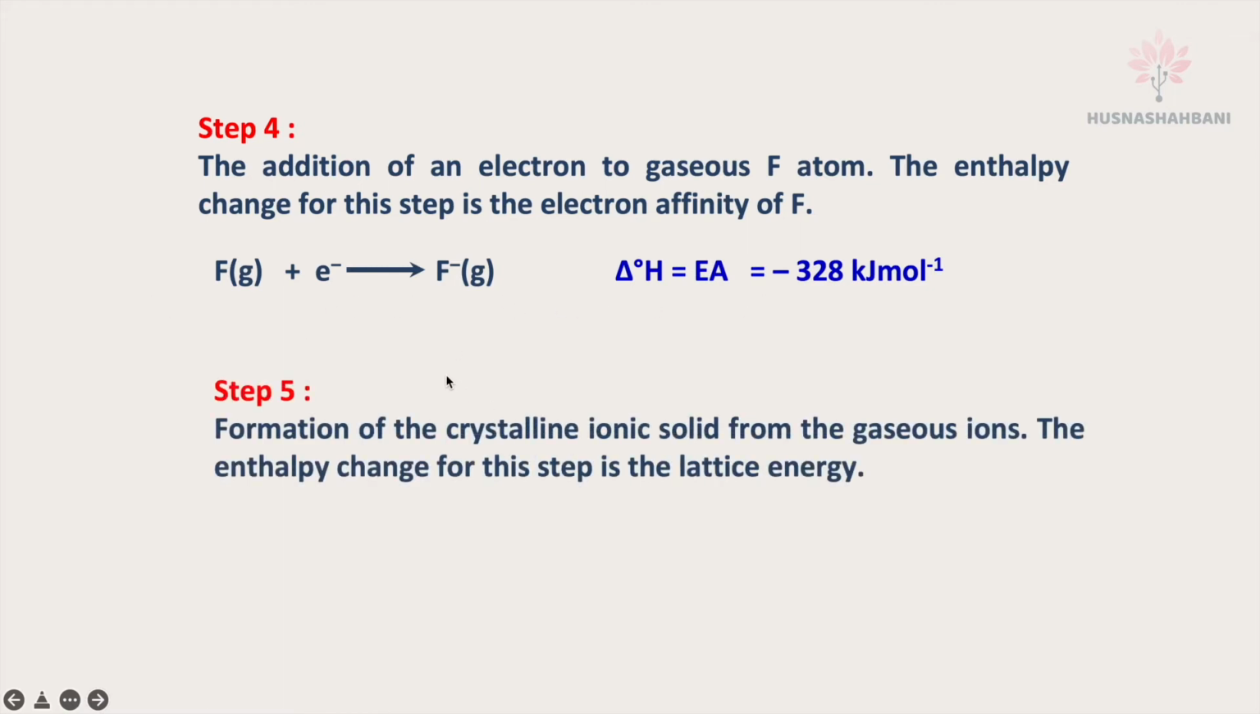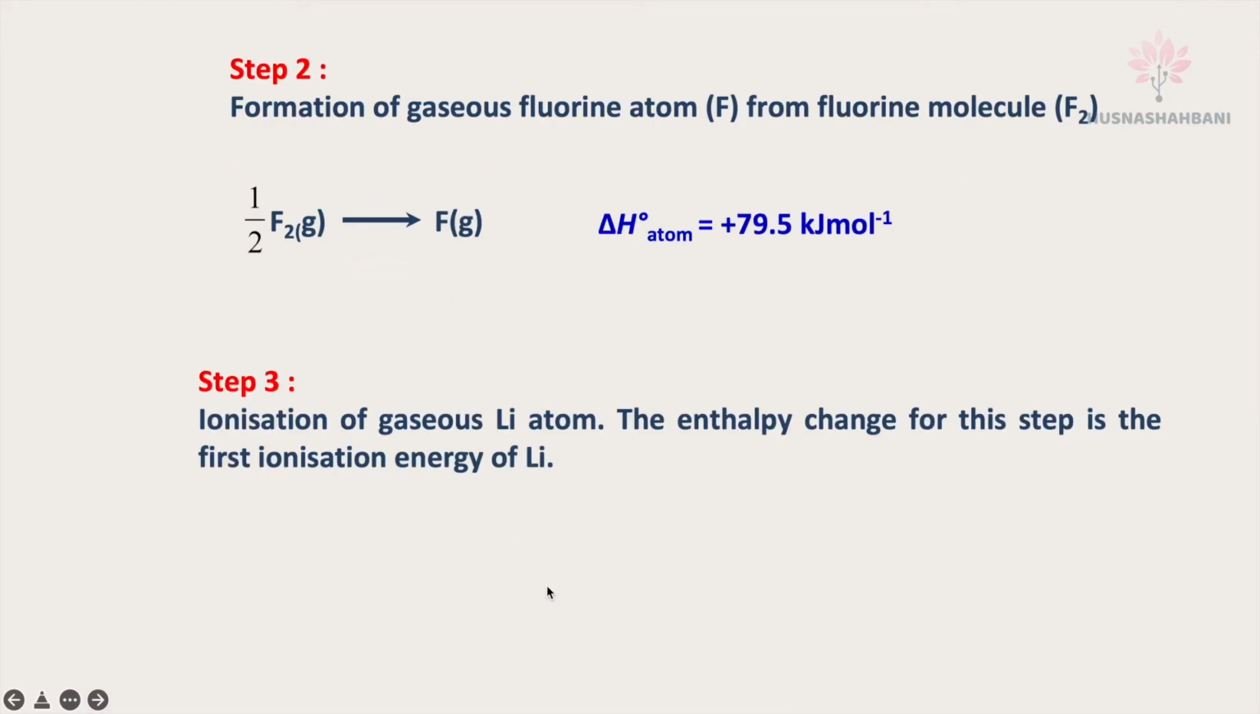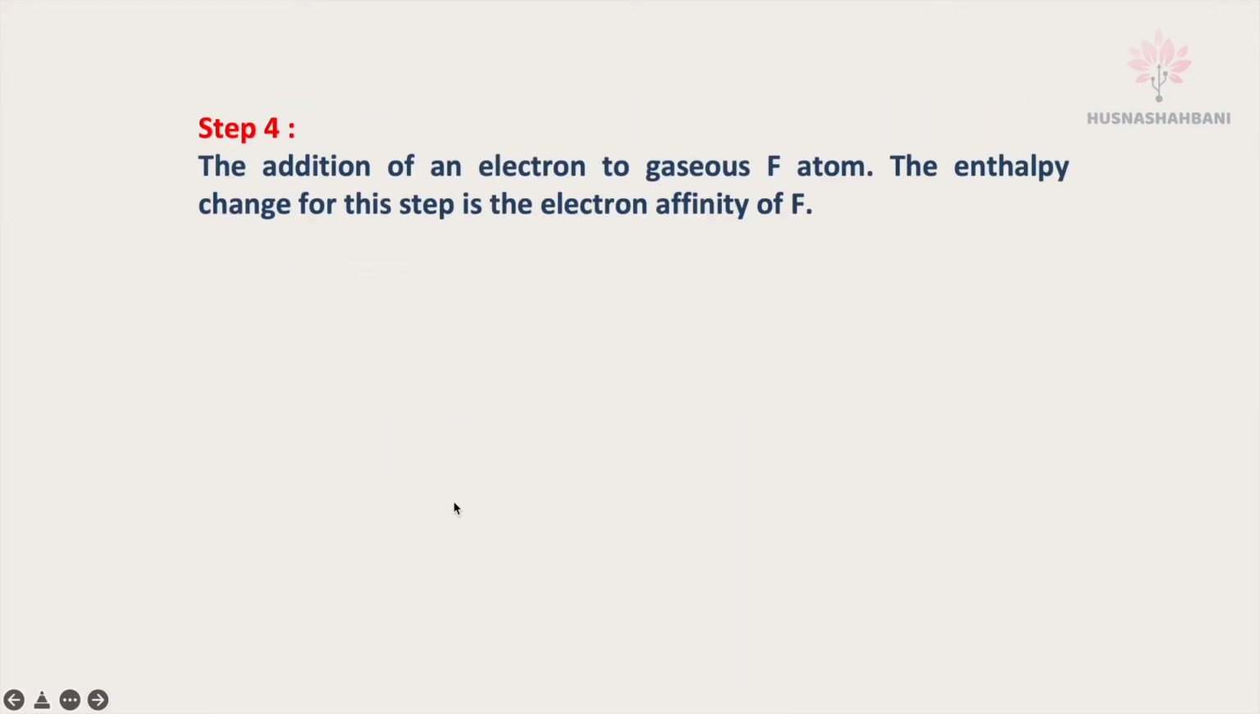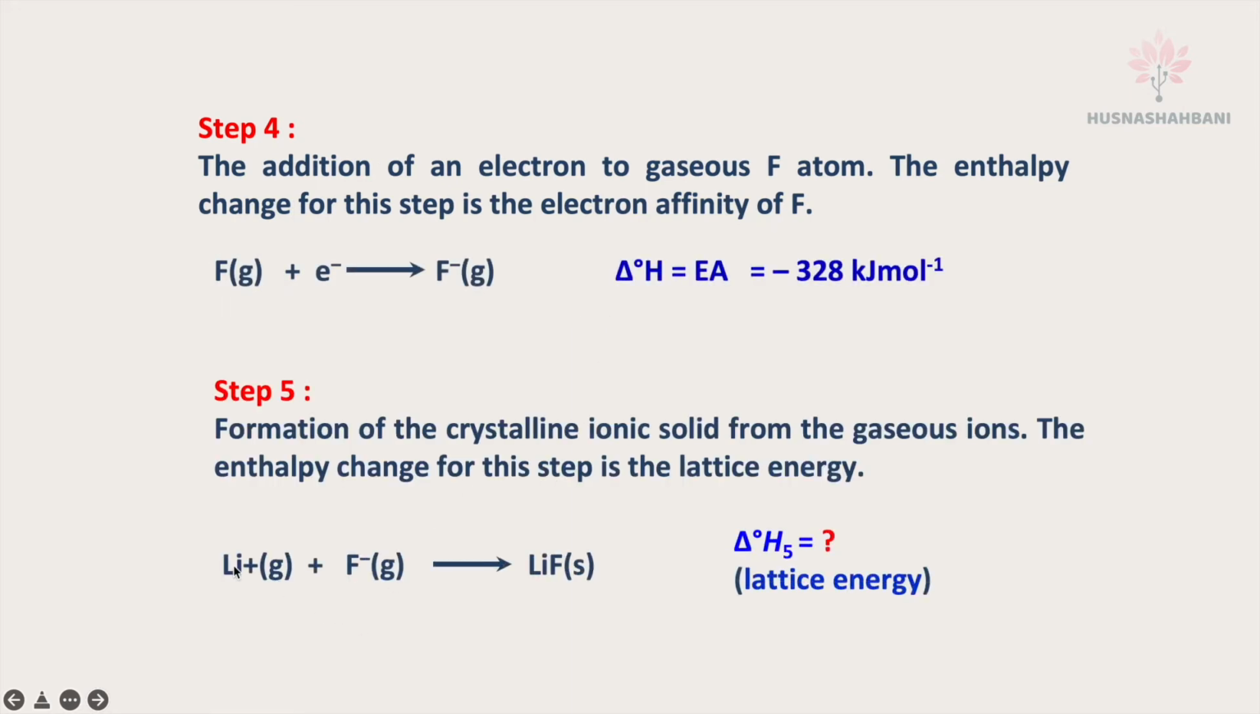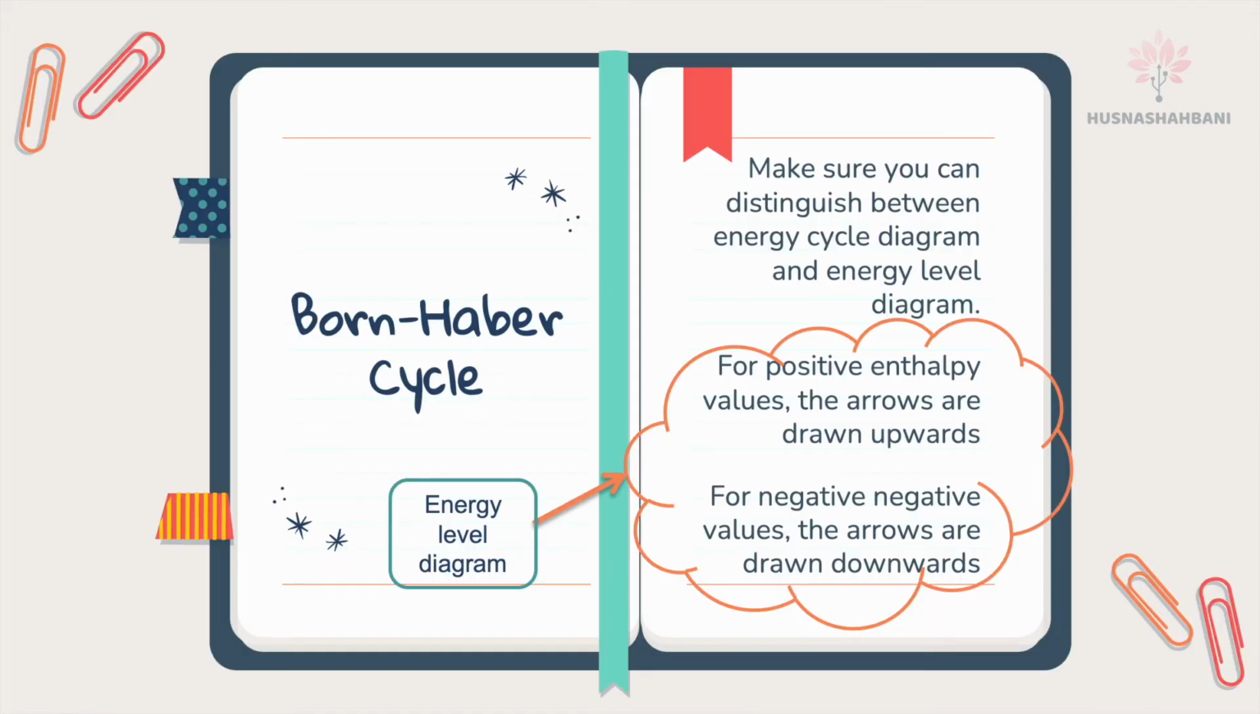And after you make both as ions, formation of crystalline ionic solid from gaseous ions, then this F minus and the Li plus will be LiF solid. Li plus F minus will be LiF solid. So this is the lattice energy. You need to calculate this lattice energy and you need to construct Born-Haber cycle.